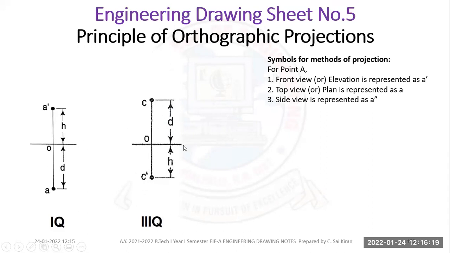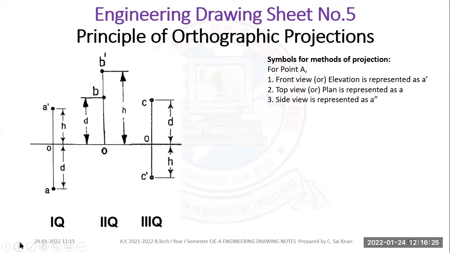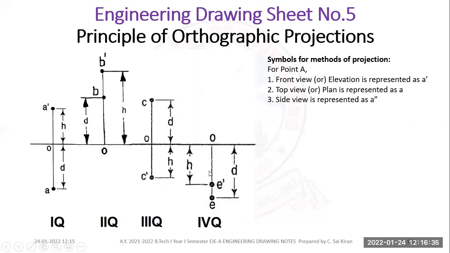Since H is negative, it will come below the XY line in the third quadrant, because the first and third quadrants are totally opposite. And next is the second quadrant. In the second quadrant, H is positive and D is negative. Whenever D is negative, it will come above the XY line. And in the fourth quadrant, H is negative. So whenever H is negative, it will come below the XY line.